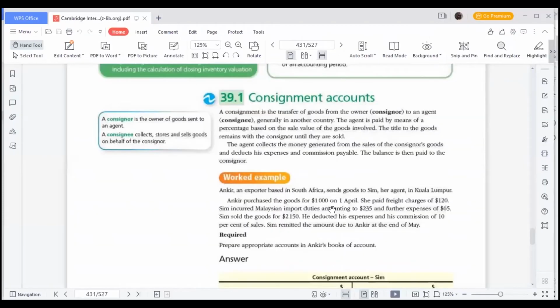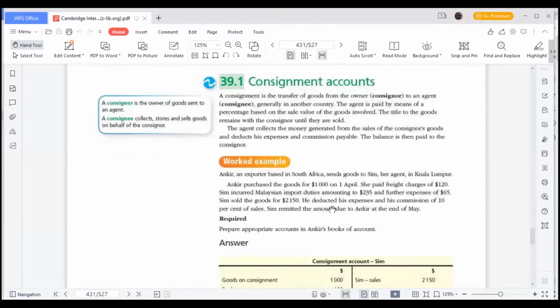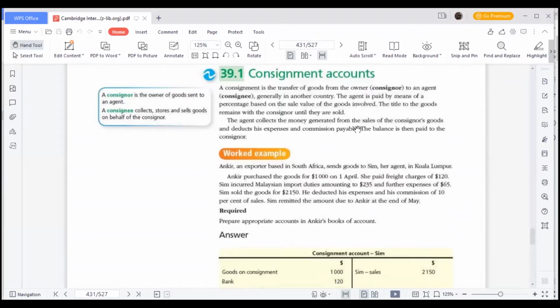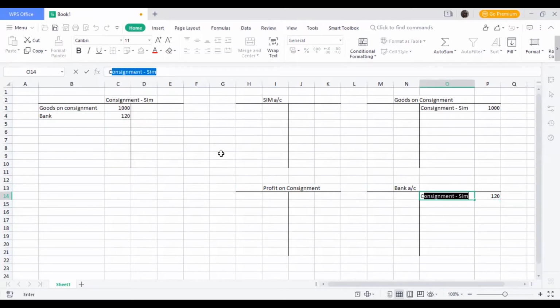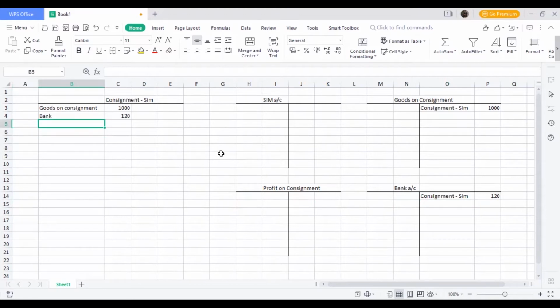Okay. The second thing, she paid freight charges 120. So now all these expenses are expenses, and an expense is also taken on the debit side. So I'm going to write all the expenses of the business. Ankit is paying this 120. It's not SIM, so I'll take it as a bank transaction because it's paid by Ankit, not SIM. So I'll write here bank. Here 120, I'll make it a credit on the bank account as it is paid via Ankit. So in my books, it's a credit. I'll write consignment SIM.